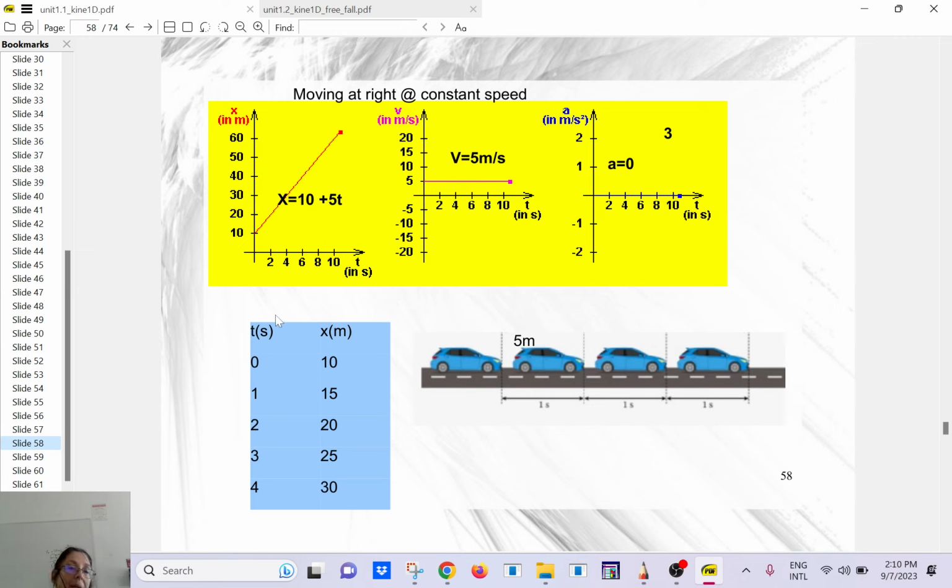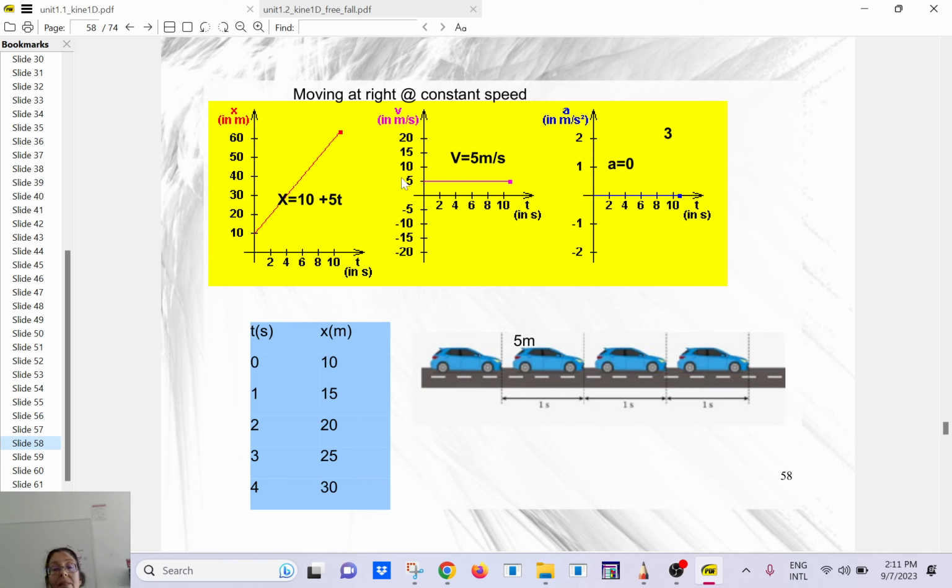So what I did for you, I made a table there. And you see at t equals 0, you plug it in here. What do you get? 10. At t equals 1, you get 15. At t equals 2, 20. At t equals 3, 25. At t equals 4, 30. So you see that for each step of 1, the car is moving 5 meters. So that means the rate is constant. For every second, there is a displacement of 5 meters. So 5 meters per second, that means you have a constant velocity of 5.